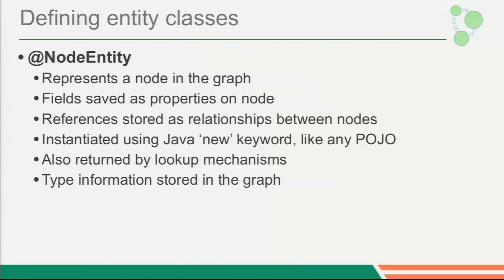So if I annotate a class with @NodeEntity, it will be represented as a node. The fields will be saved. References to other entities will be stored as relationships in the graph. And if you have properties that are not supported as primitive types in Neo4j or as storable types in Neo4j, they will be converted using the Spring conversion facilities. So you can also write your own converters that convert properties of a certain kind into a format that Neo4j understands. And you just instantiate the entity, fill it with data, and store it in the graph. That's it.